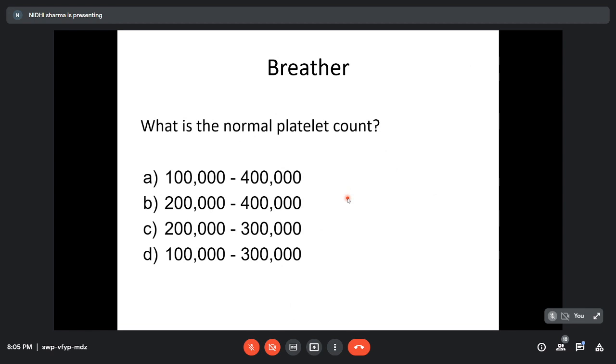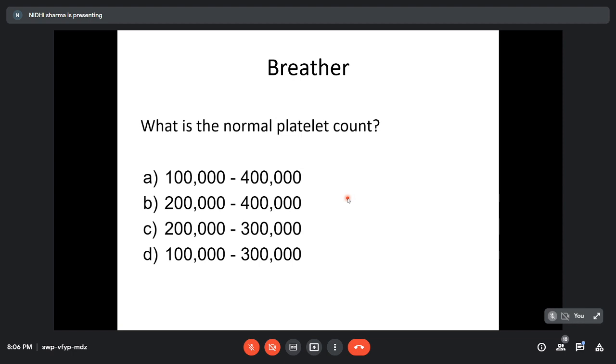So, a breather here, where we have talked about the RBC histograms. You would say that this is such a simple question that I have put: what is the normal platelet count? But believe me, in most instances this is the simplest question that would give you sleepless nights, because the clinicians often doubt the counts given for your platelets, and therefore they ask you to check and recheck whether the counts given by your analyzer are correct or not.